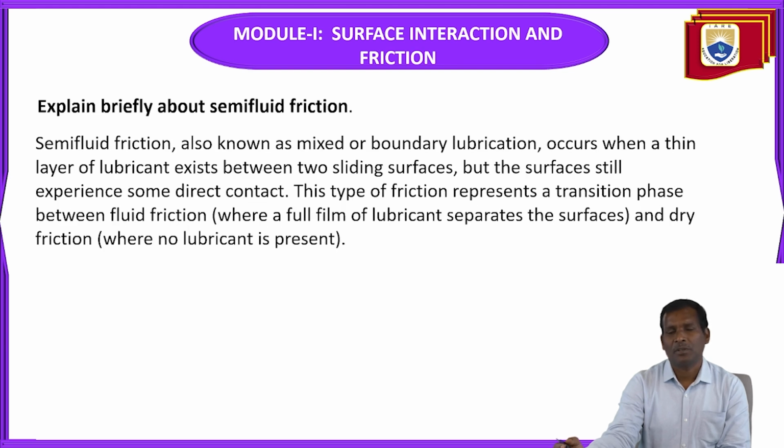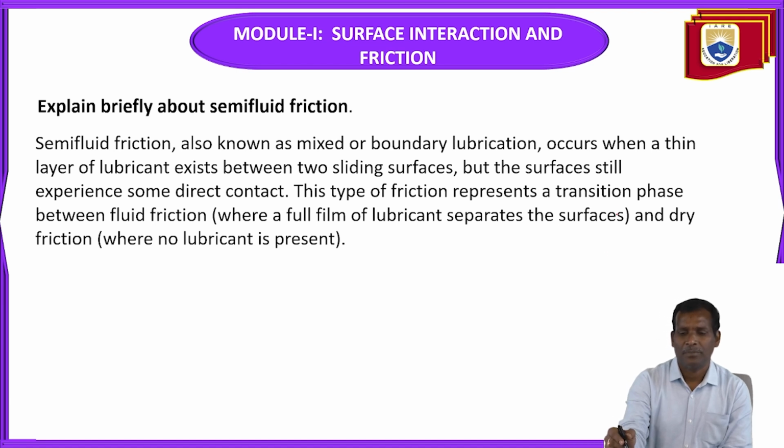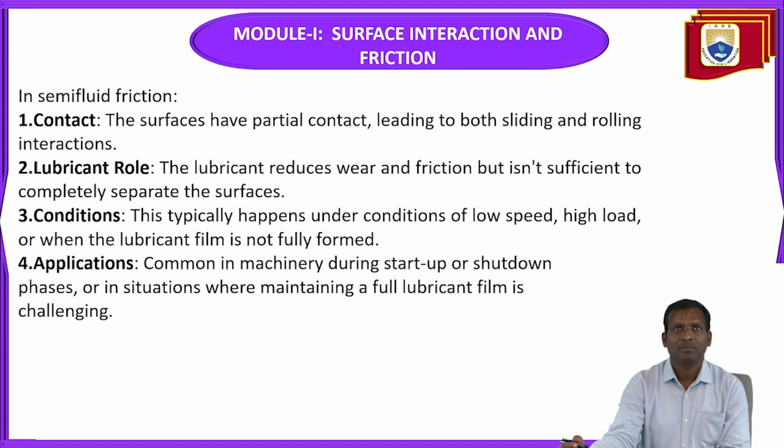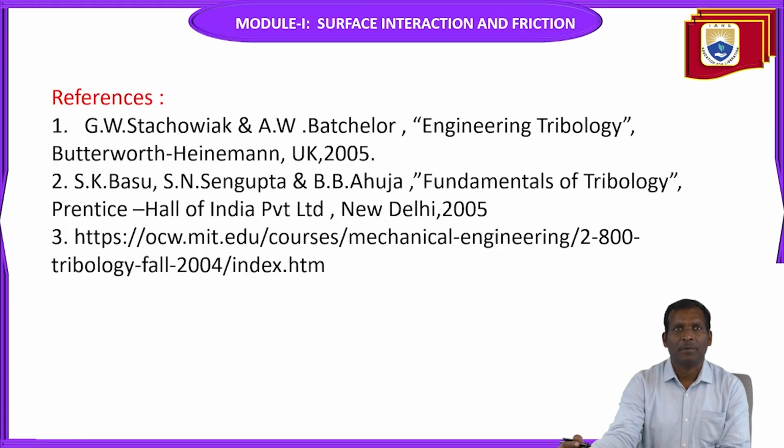Semi-fluid lubrication, semi-fluid friction. So already we have seen fluid friction. Semi-fluid, known as mixed or boundary lubrication, occurs when a thin layer of lubricant exists between two sliding surfaces. Where no lubricant is present, that is in the case of dry friction. This type of friction represents a transition phase between the fluid friction. In semi-fluid friction, contact and lubricant role and conditions and applications are major parameters.